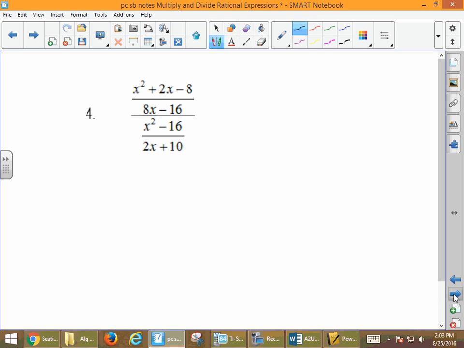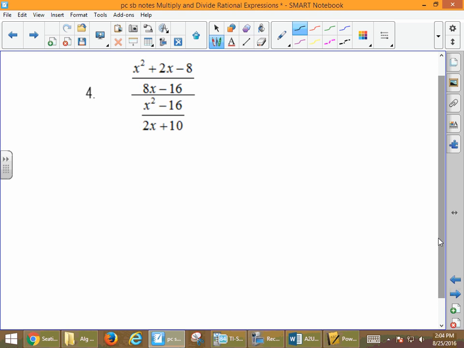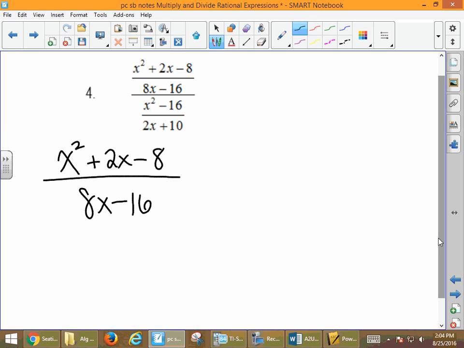But in terms of approaching this problem, I would write it in a different format. I would translate it right away into x squared plus 2x minus 8 divided by 8x minus 16, divided by x squared minus 16 divided by 2x plus 10. Those two expressions right there are equivalent. They mean the same thing. They're just using a different format.